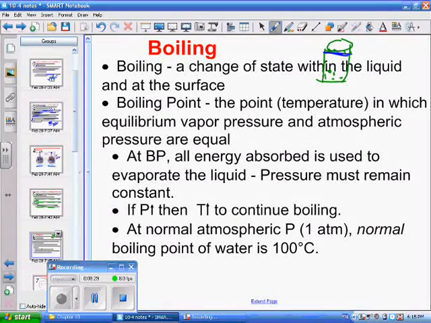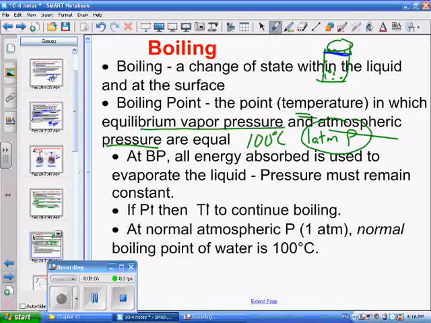Then a boiling point is the point in which, now this is weird, because you would say it's the point at which there is a change in the state, but that's not true. Boiling point is the temperature at which the equilibrium vapor pressure equals the atmospheric pressure. Now, let me talk about this for a little bit. I can get something to boil at room temperature if I want. We are used to water boiling at 100 degrees Celsius. Why? Because we are typically living in 1 atmosphere of pressure. We're going to get to that in chapter 11. So at 1 atmosphere of pressure, water boils at 100 degrees Celsius.